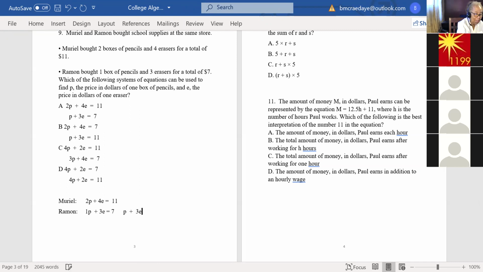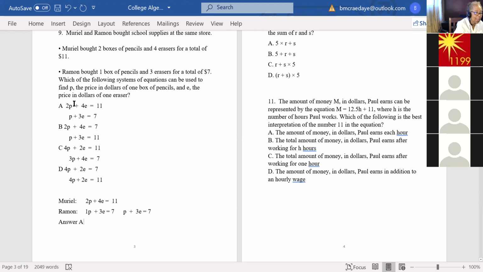Well, I'm going to write it over for you. 1P is the same as p, Chastity. It's understood, that's why they don't put it. Very rarely do you see a 1 in front of a variable, because the 1 is understood. So 1P is the same as p. Let me just make this p plus 3E equals 7. Now, what answer is it, Chastity? That's A. That's right. Very good. Answer A.